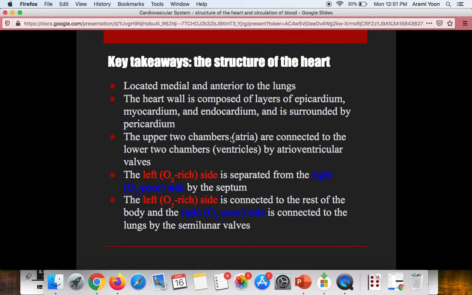You have 4 chambers in the heart. The upper 2 chambers are called the atria, the lower 2 are called the ventricles, and they're connected by the valves that we'll get to in our next part of this lecture. The left side of the heart is oxygen rich, the right side of the heart is oxygen poor, and they're separated from each other by the septum. And then last of all, that oxygen-rich side is going to send blood out to the rest of the body, while the oxygen-poor right side is going to bring in deoxygenated blood from the body and then send that to the lungs.